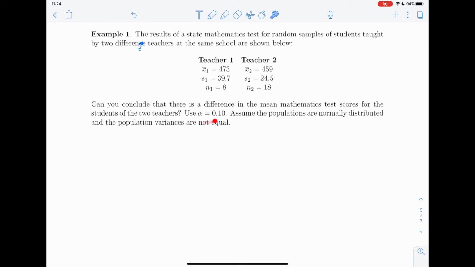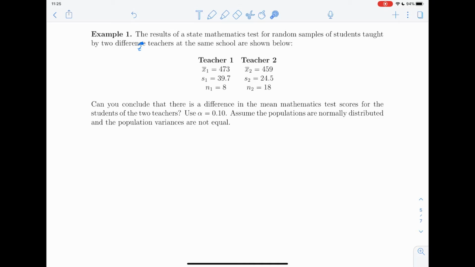We're going to use a level of significance of 10%. And here we see what we're looking for. Assume the populations are normally distributed. And here is a very important follow-up: the population variances are not equal. So that helps inform us through that tree diagram from the last video.